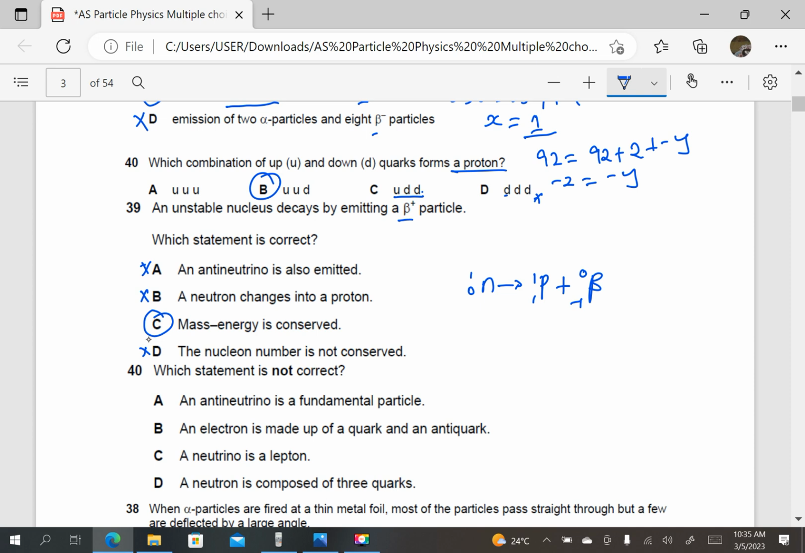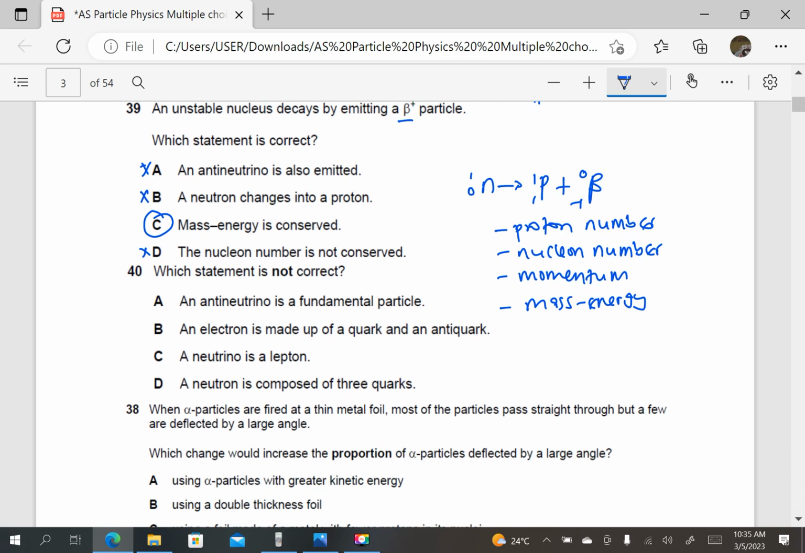There are 3 or 4 things which must always be conserved in every nuclear reaction. Number 1, proton number. Number 2, nucleon number. Number 3 is momentum. And number 4 is mass energy. We must have seen this in paper 2 structured equations. Those 4 must always be conserved in every nuclear reaction.